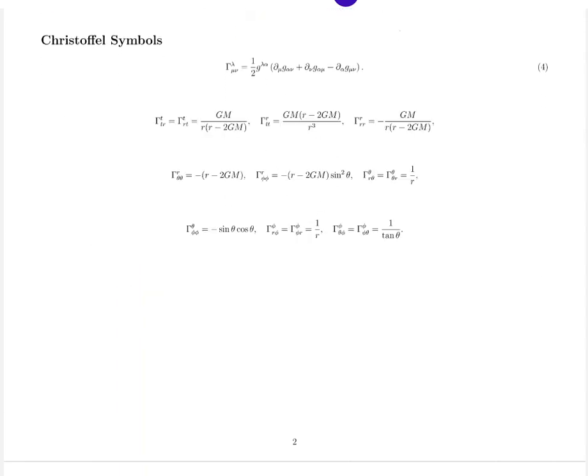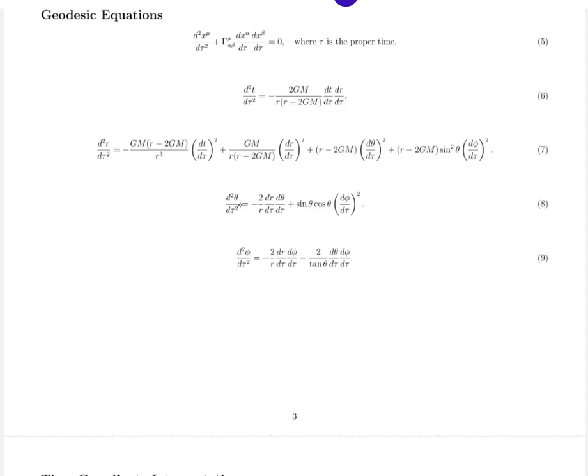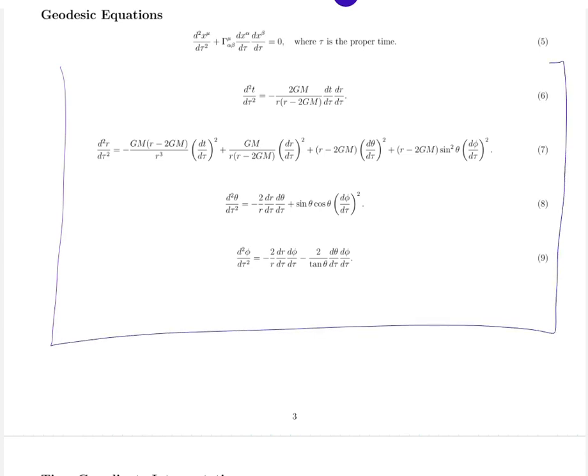The geodesic equations are the equations of motion for a force-free particle moving on a curved surface, and are calculated using this equation, where tau is the proper time experienced by the particle. Curvature causes the particle to experience pseudo-forces. Here are the four equations of motion.